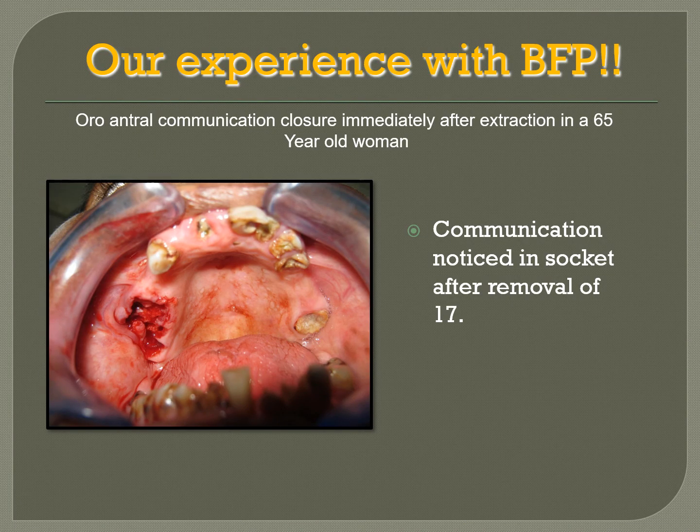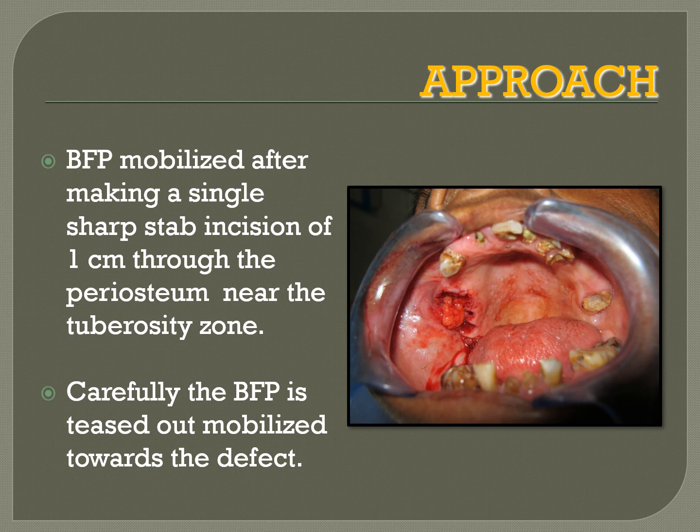So coming to the experience with buccal pad of fat. Here is a case where an immediate extraction was done in a 65-year-old patient. Because of its close proximity to the sinus, the palatal root got communicated to the sinus, which was noted after the removal of the second molar. So what we did was we immediately procured the buccal pad of fat for the closure. We made a stab incision of length 1 centimeter through the periosteum near the tuberosity zone, basically in the upper buccal sulcus region, after elevating the flap completely.